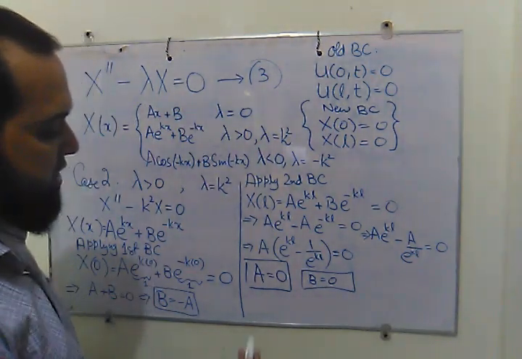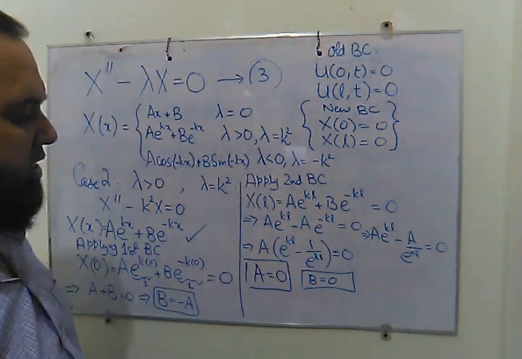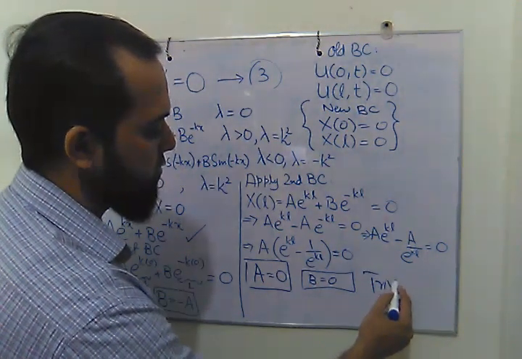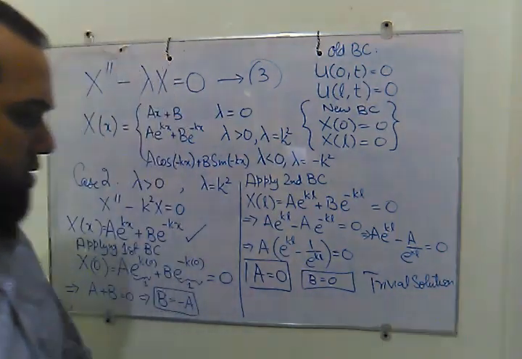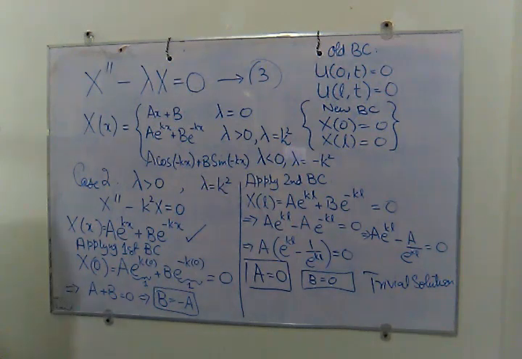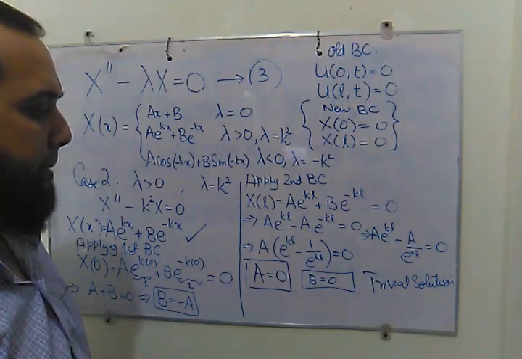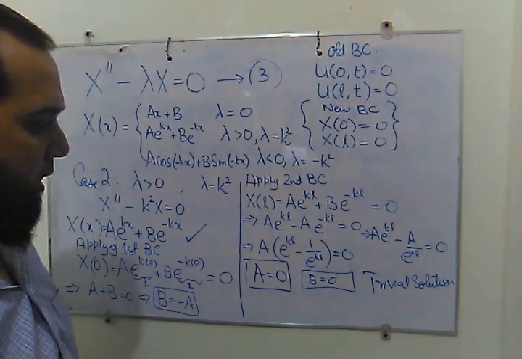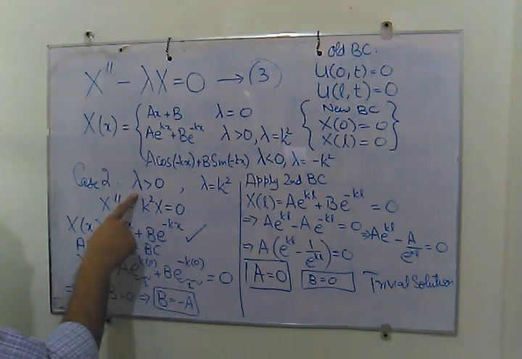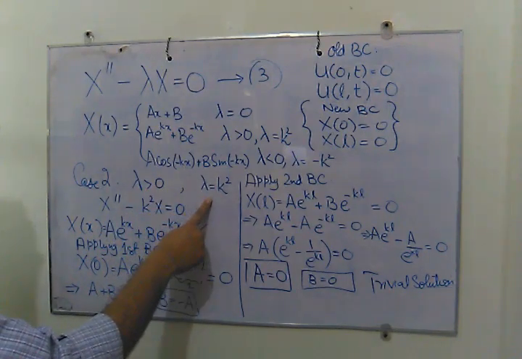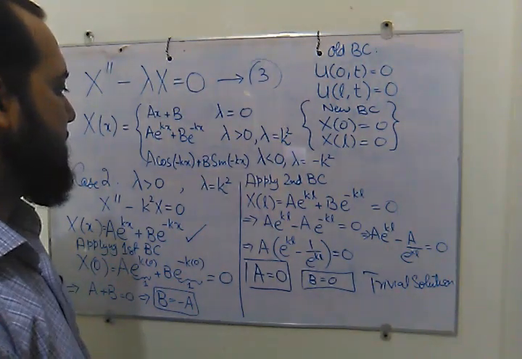Now, since we have a equal to 0 and b equal to 0 in the general solution, this is called the trivial solution, which means that we cannot go further because of this solution. If we use this solution, we cannot have any other information and we cannot find the distribution of temperature in the rod. So that's why we cannot use this solution, which means that lambda greater than 0, or a positive value of lambda, does not give us the non-trivial solution, so we cannot consider that solution.